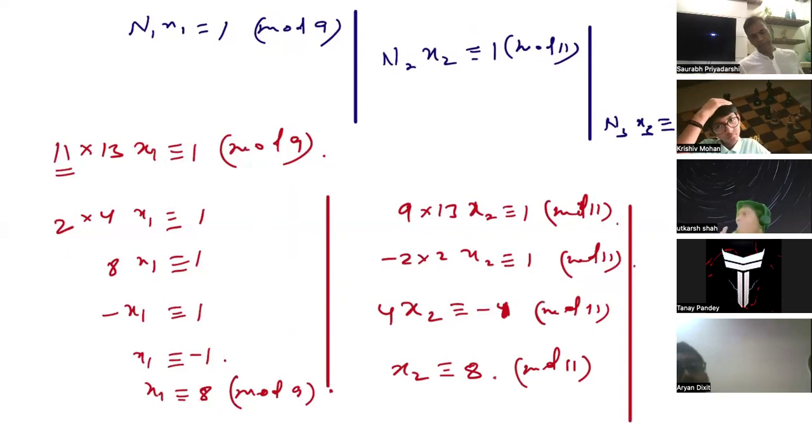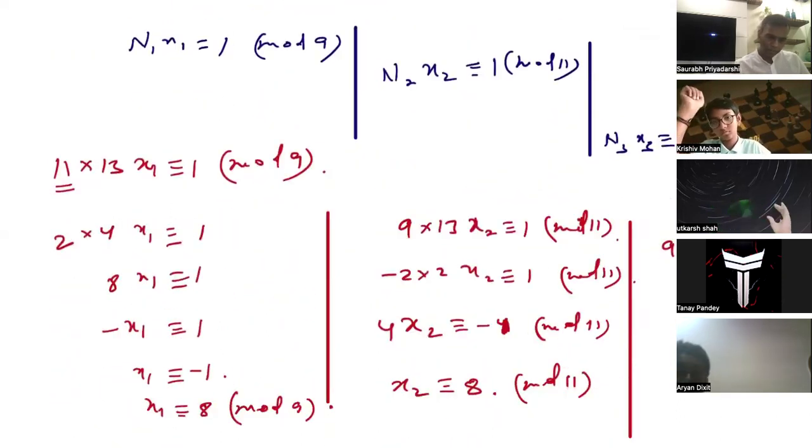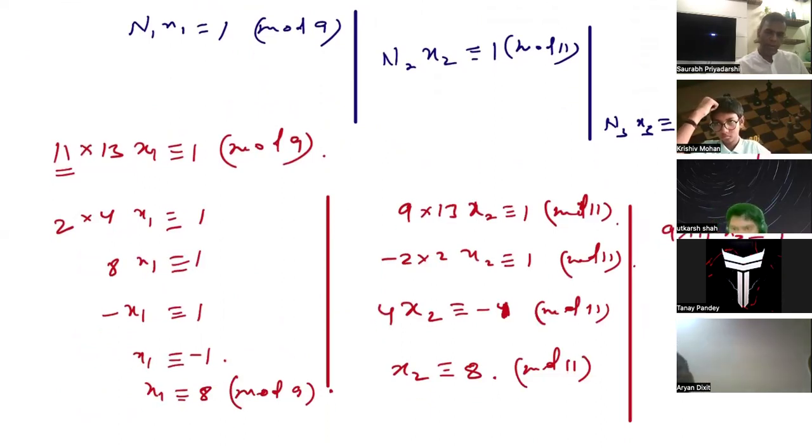Multiplying with 3 into minus 3, so it is 8 only. Yes, it's 8, right? Third is 9 into 11. x3 congruent to 1 mod 13, right? For 13 again, -4 into -2 x3 congruent to 1, so 8 x3 congruent to 1.